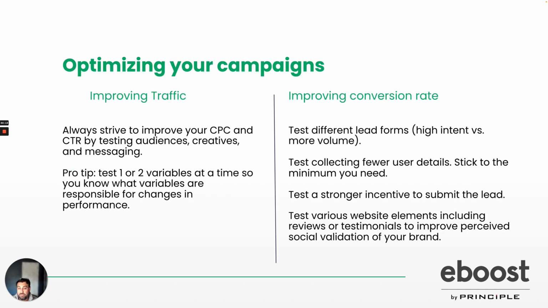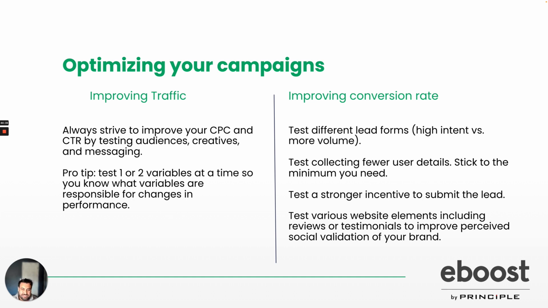Optimizing your campaign, so improving traffic. Always strive to improve your cost per click and your click-through rate by testing audiences, creatives, and various messaging. Pro tip: test one or two variables at a time so you know which variables are responsible for the changes in performance. There's obviously seasonality that comes into play. There are holidays and holiday weekends that can throw off your data.